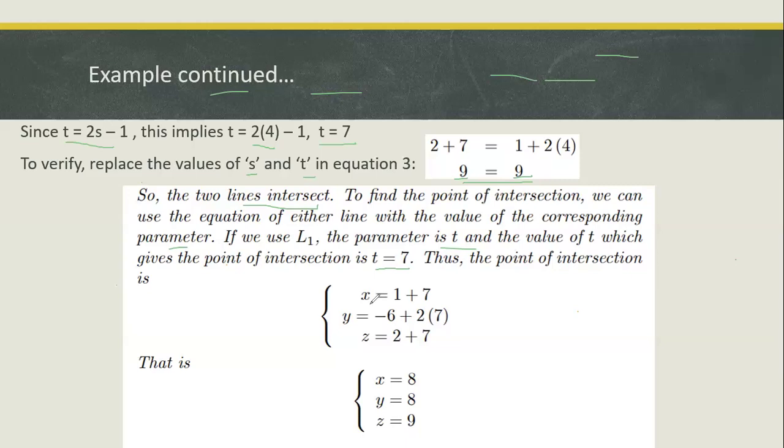Thus, the point of intersection is, we simply substitute the value t is equal to 7. So x is equal to 1 plus 7, which would give us 8. Y would be equal to minus 6 plus 2 times 7, again the value of t, and that works out to 8, so y is equal to 8. And z would be equal to 2 plus 7, which gives us 9. So these would be our points of intersection.